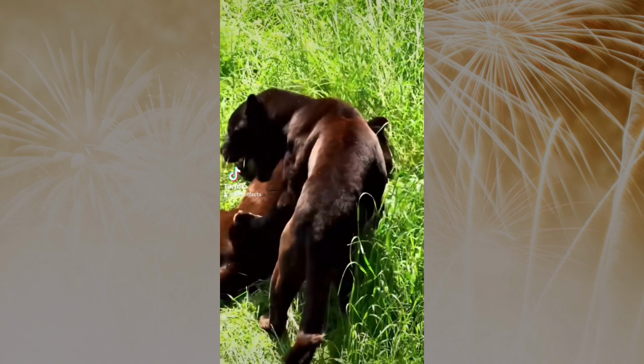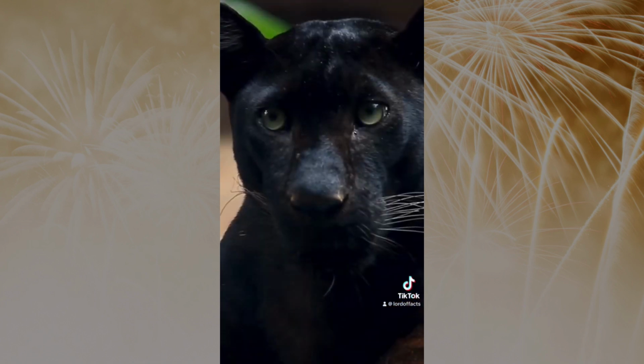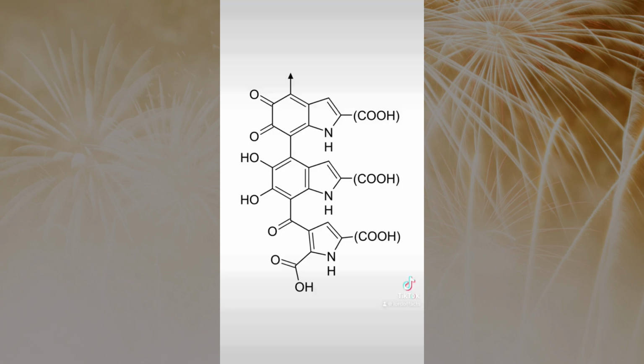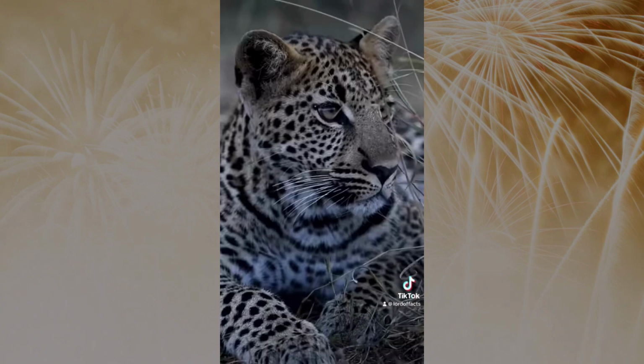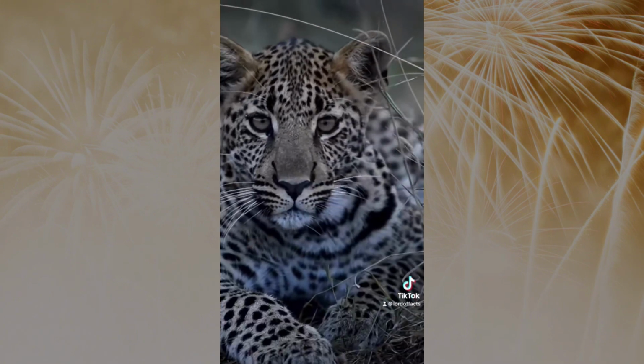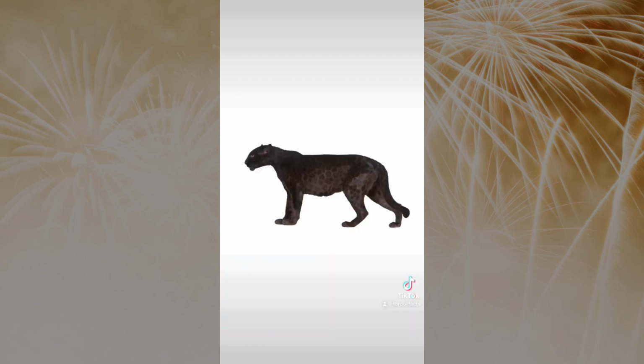Panthers are not their own species of cat. Black panthers are actually leopards and jaguars with melanism. Melanism is a condition which results in higher melanin production, causing the cats to have darker fur than non-melanistic members of the species. The rosette patterns associated with leopards and jaguars are still present within black panthers and can even be seen within their black fur.